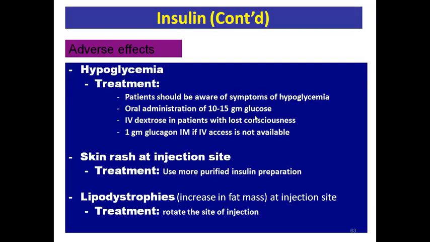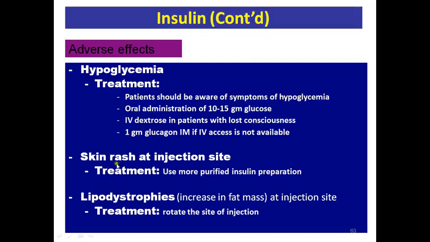That is also given. And if the patient is lost to consciousness, then you give IV dextrose to this patient, or 1 gram glucagon IM if IV access is not available. So if you cannot give IV dextrose, then glucagon can also be given to them for hypoglycemia.